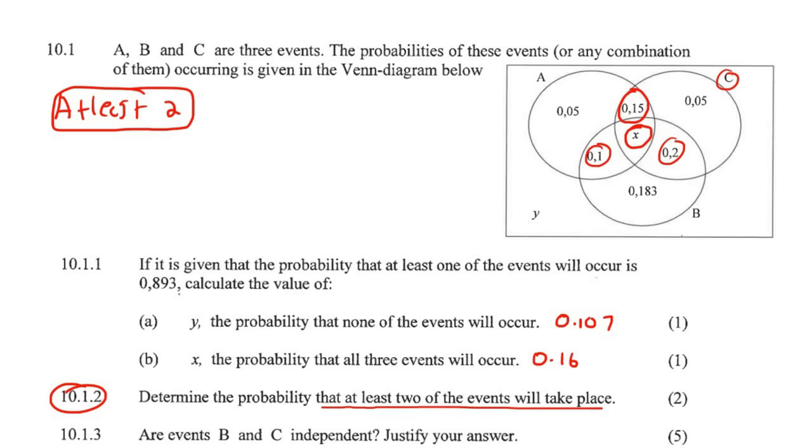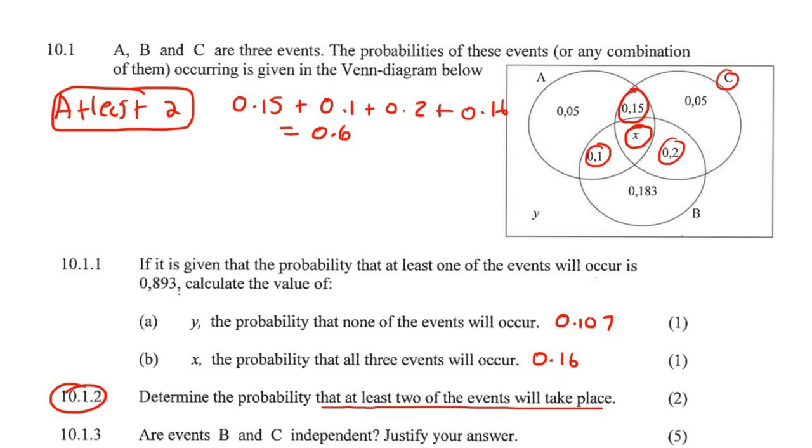So you would add all of those together, so that would be 0.15 plus 0.1 plus 0.2 plus x, which we calculated as 0.16, and this will give us 0.61.